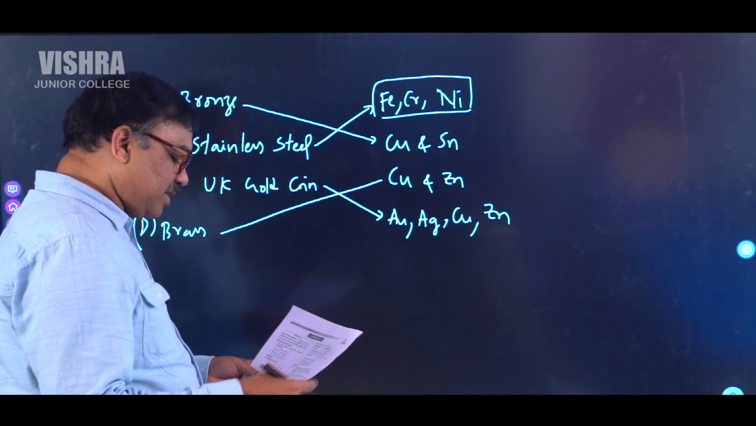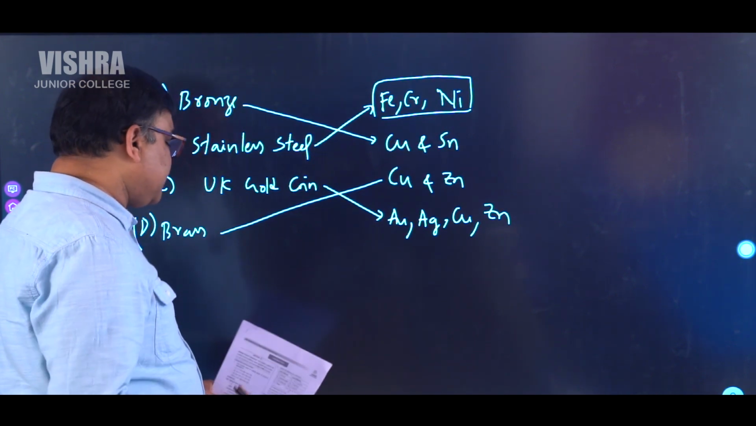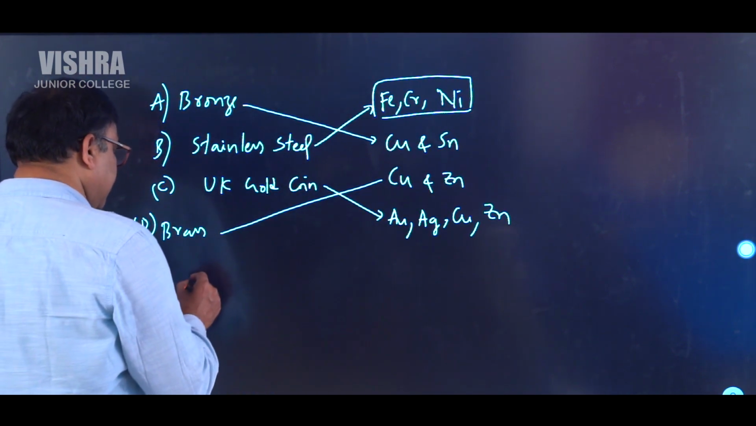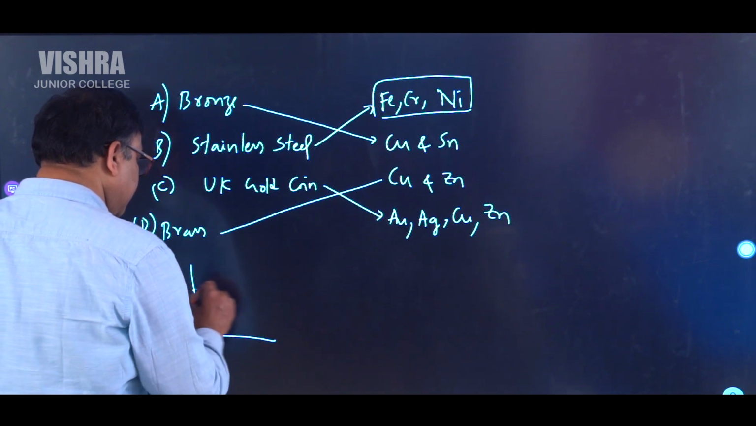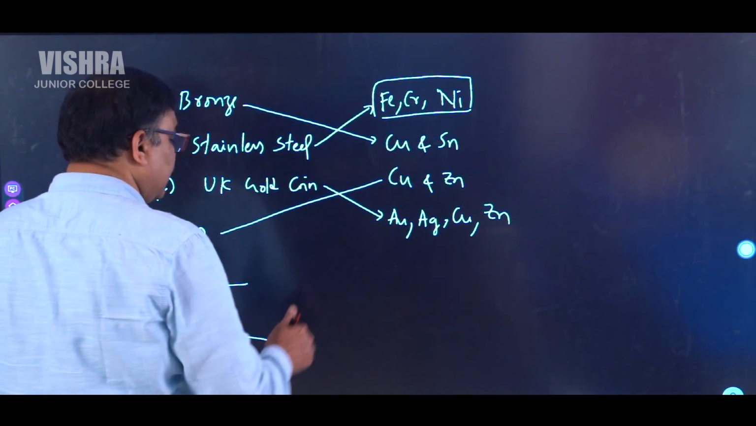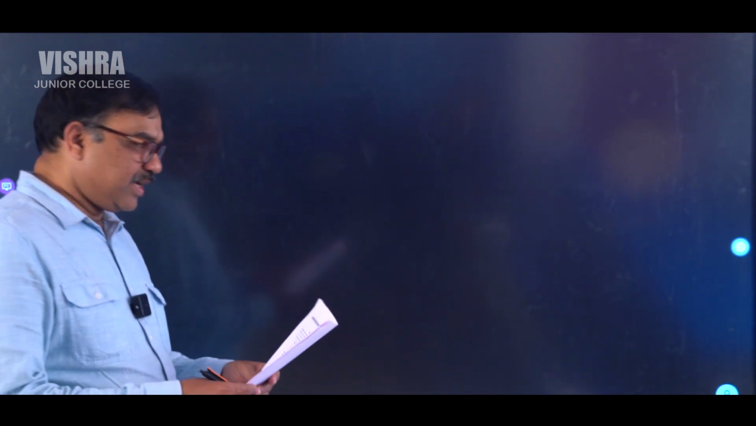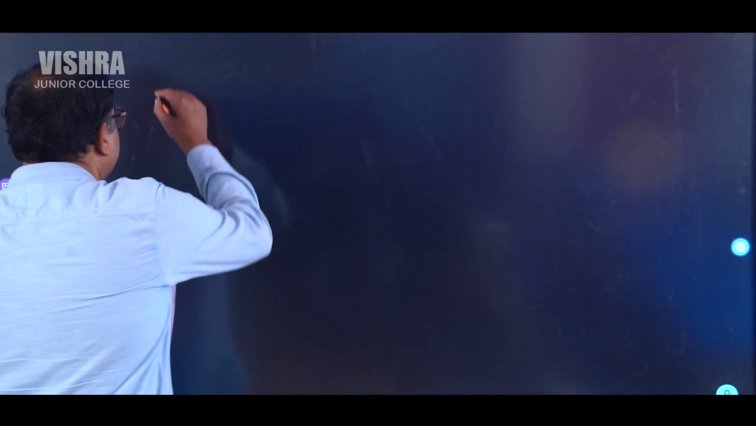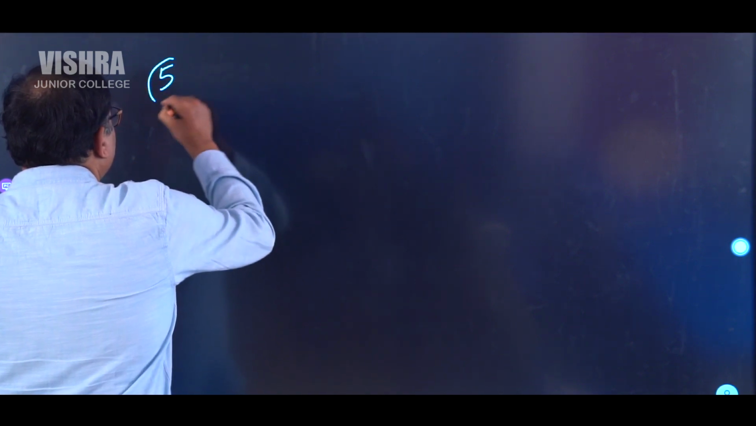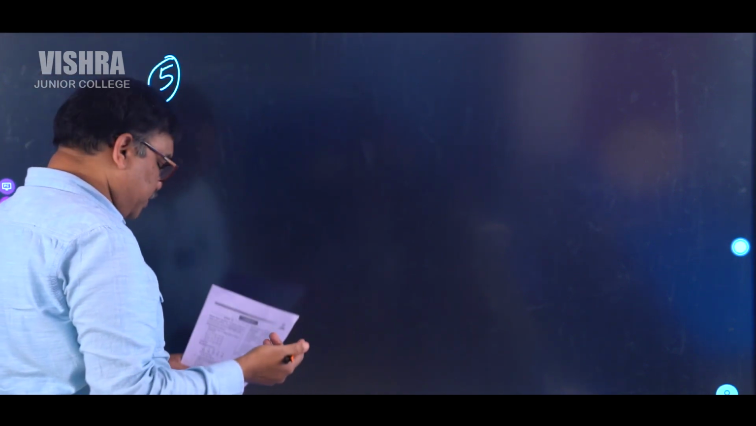The next question is about the graphs, and we have to tell which one is a zero order reaction. See, this one is the first. This one is the second one. Yes, students, we'll start the fifth question. Fifth question is from chemical kinetics, and this one is having some graphs. You have to identify which one is a zero order reaction.